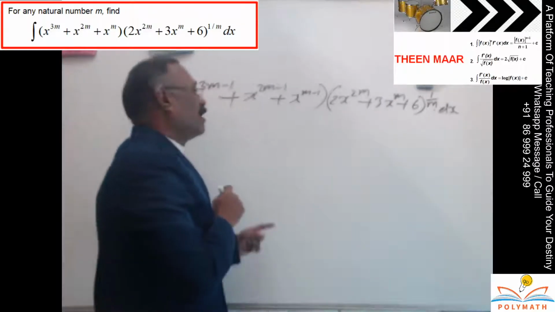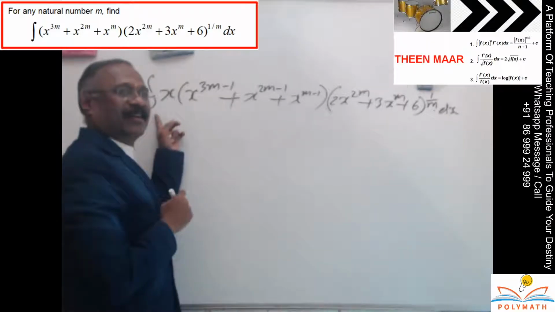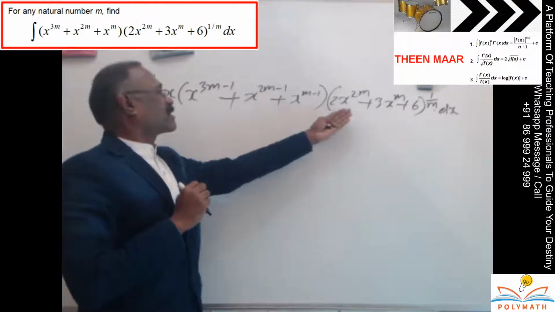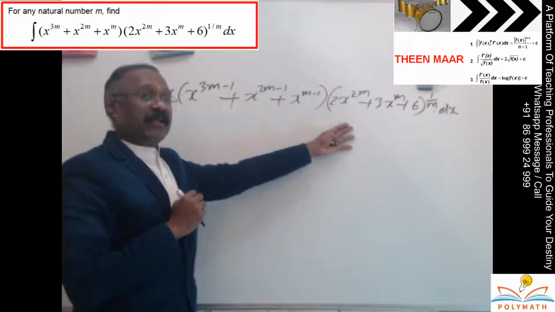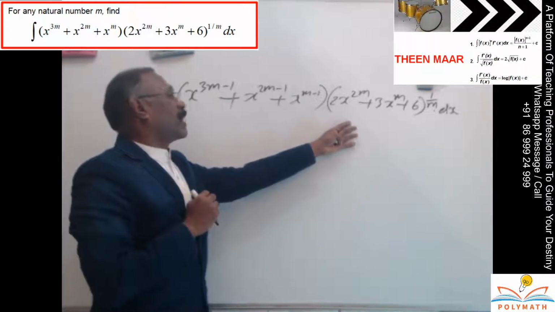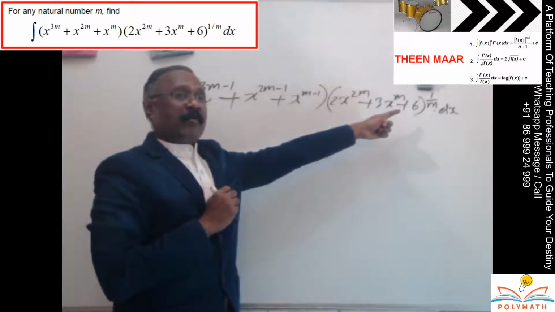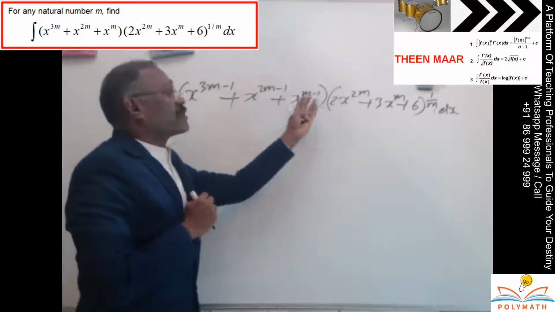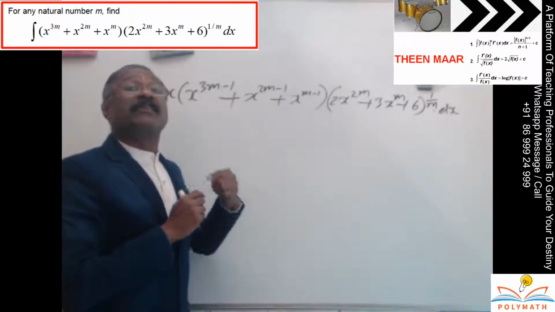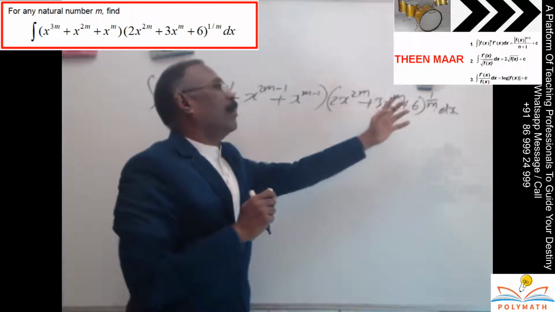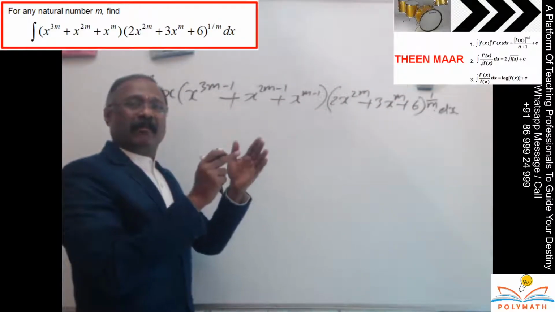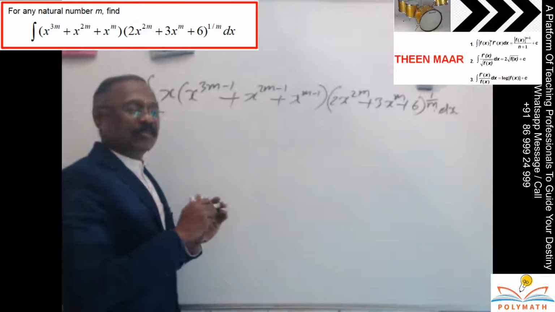Now I have taken x common here, and I'm sending this x inside this bracket. To send this x inside the bracket, because you have whole power 1 by m there, when it enters inside the bracket, it becomes x power m. Why? x power m whole power 1 by m, the m's get cancelled, and x only comes out.